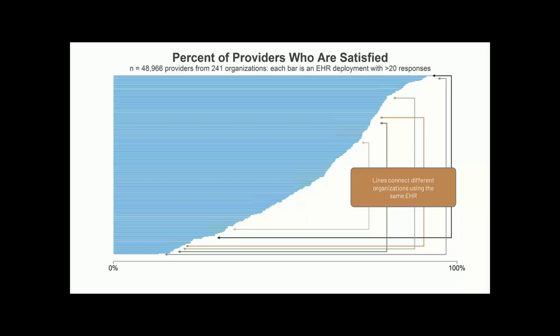In other words, I'll put it plainly, you can't buy Epic, for example, or whoever, and guarantee to have high satisfaction. There is an Epic health system right at the top of EHR satisfaction, and there's some at the very bottom, period. Same with Oracle Health Cerner, same with Meditech, and the rest. So imagine this for a second. So I'll repeat that statement.